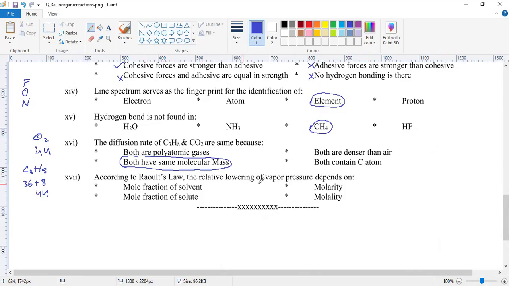According to Raoult's law, the relative lowering of vapor pressure depends upon the mole fraction of the solute. So this is question number one for the model paper.